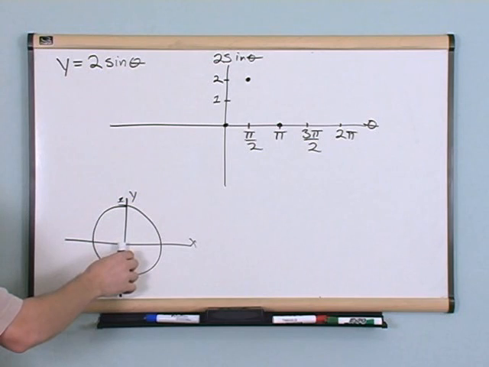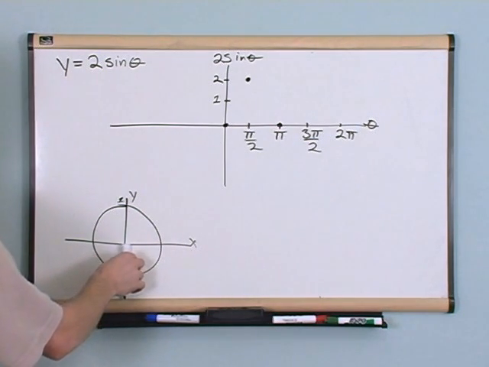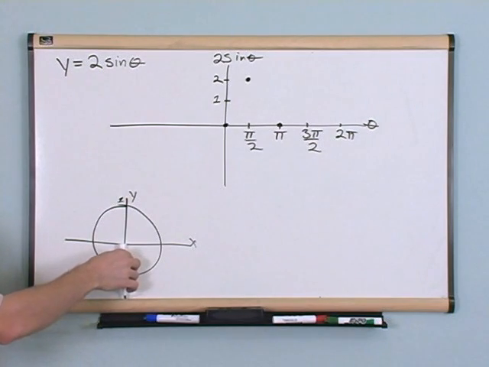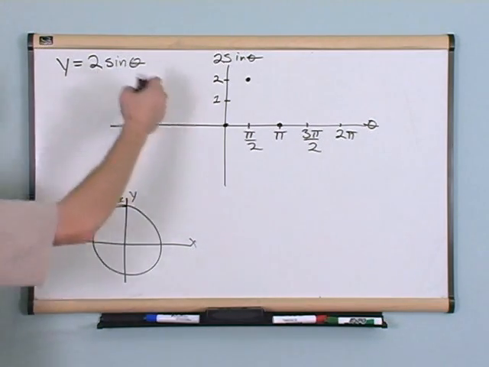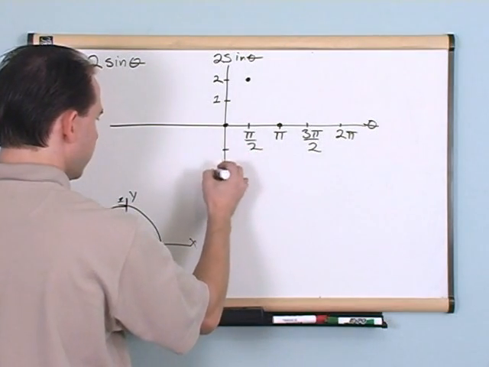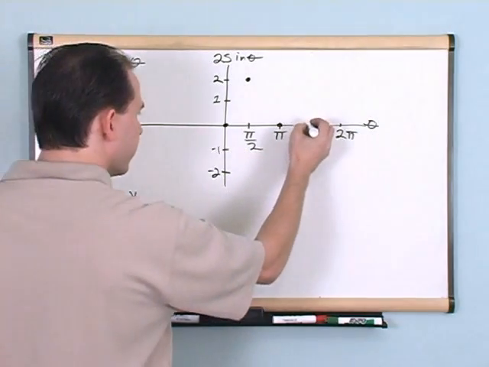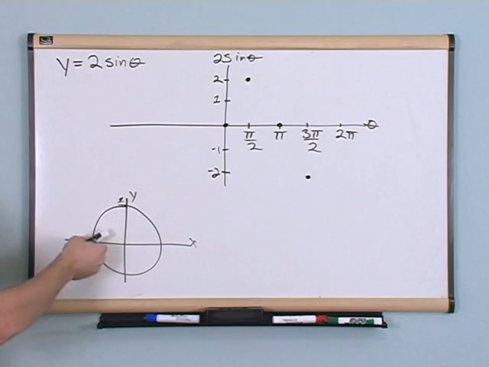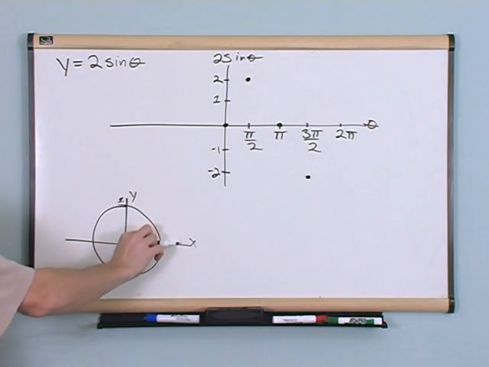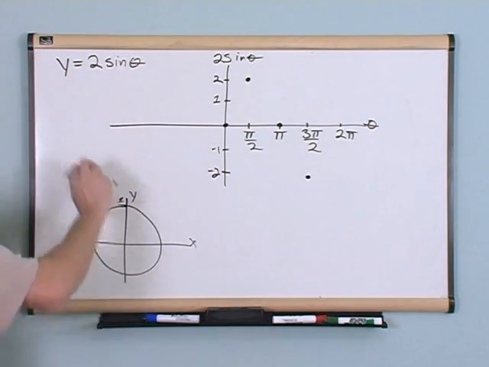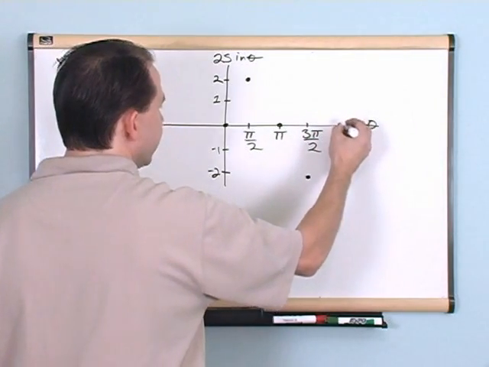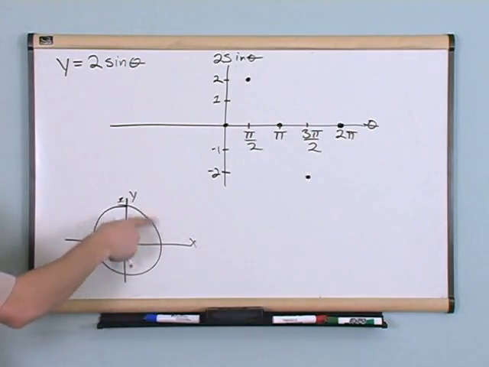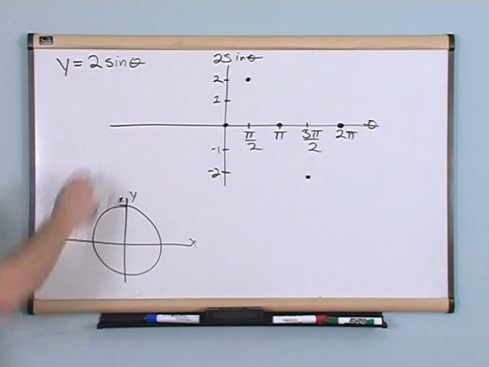As I get to 3 pi over 2, sine of 3 pi over 2 is negative 1 because I'm along this axis down here, just like we found before. 2 times negative 1 gives me a negative 2. So this point, 3 pi over 2, is at negative 2. And again, when I get back to 0, sine of 0 is 0. And 2 times 0 gives me 0. So all I did is I went around the circle, I figured out what the sine of the angle was, and I multiplied by 2, and I got this.